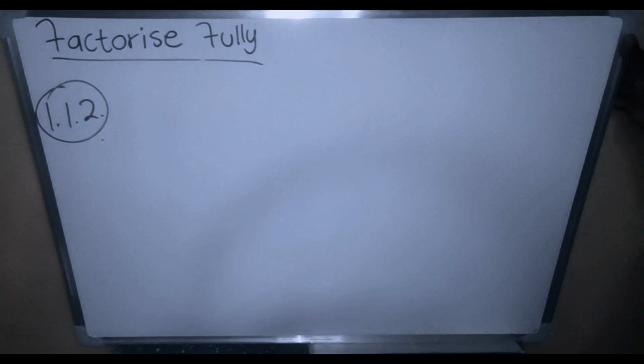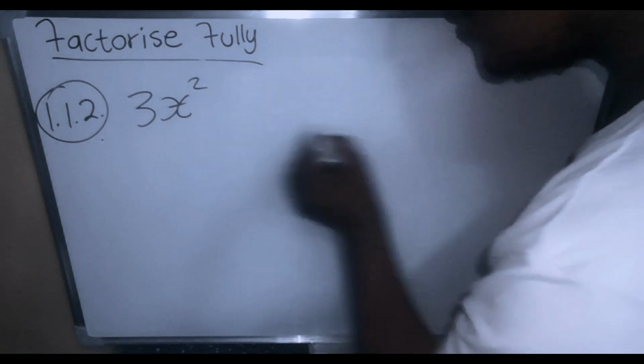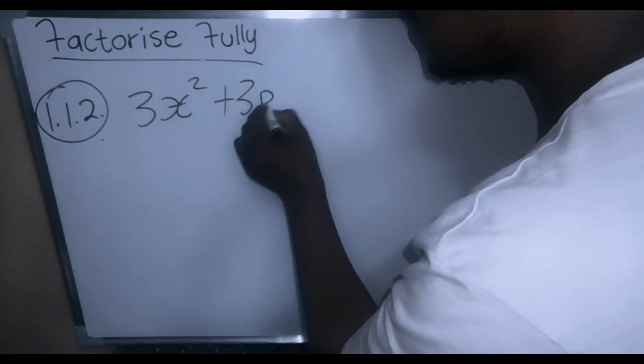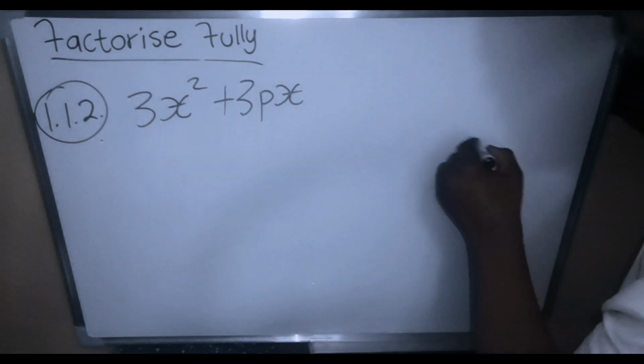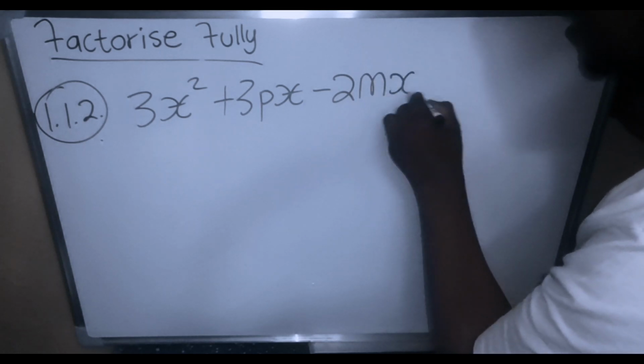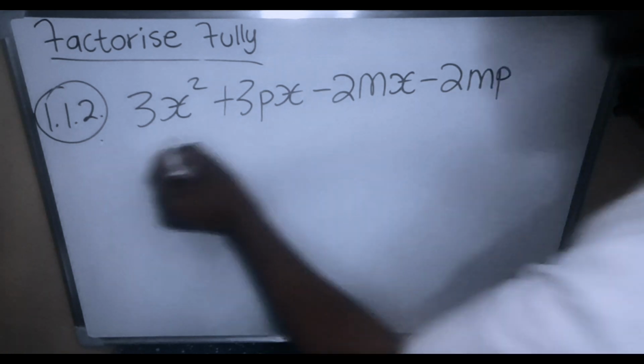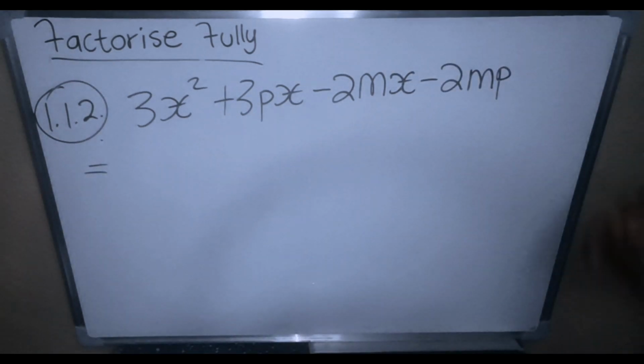Now 1.1.2, it's simple. It's 3x squared plus 3px minus 2mx minus 2mp. Now, this is factor by grouping. Factor by grouping. Now, how does it work?